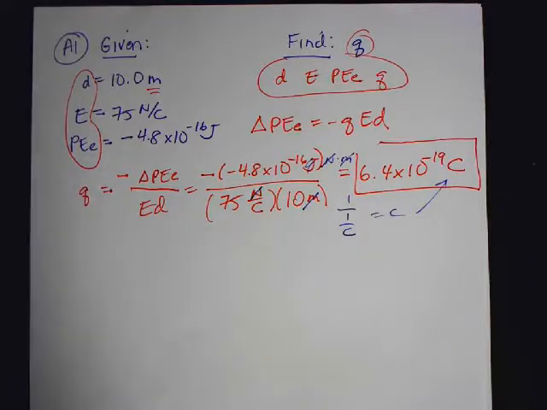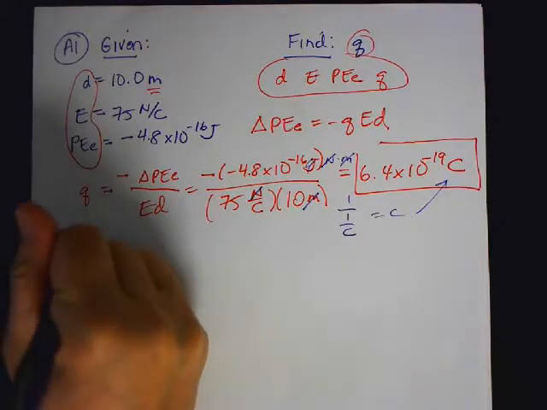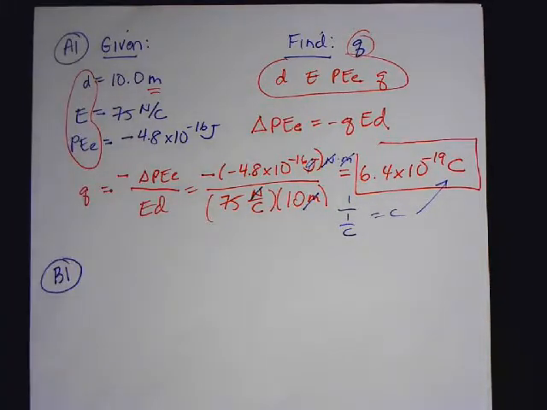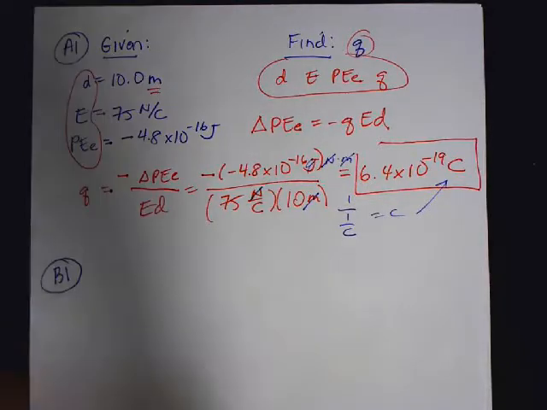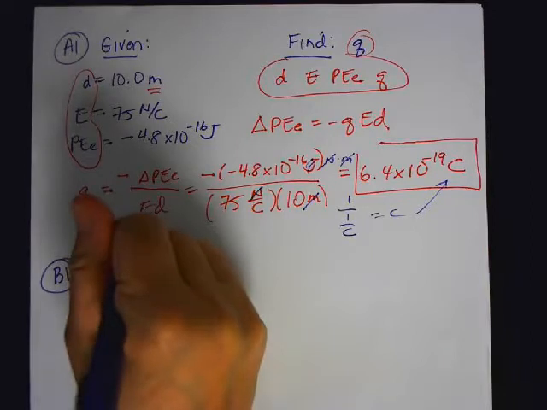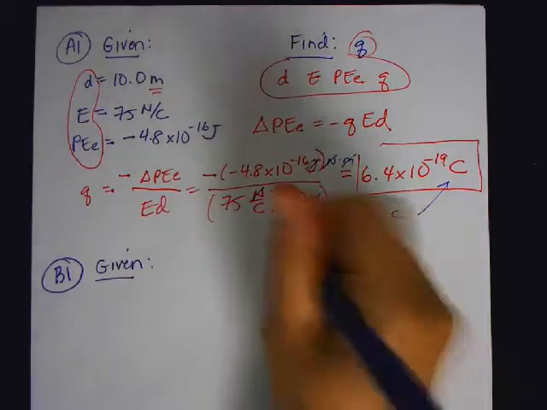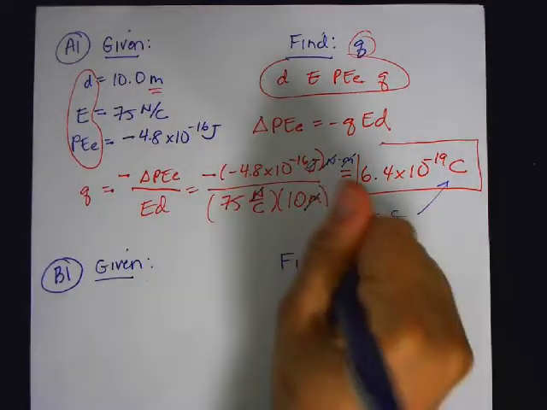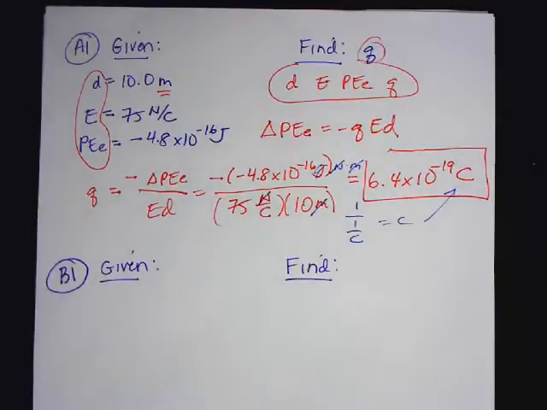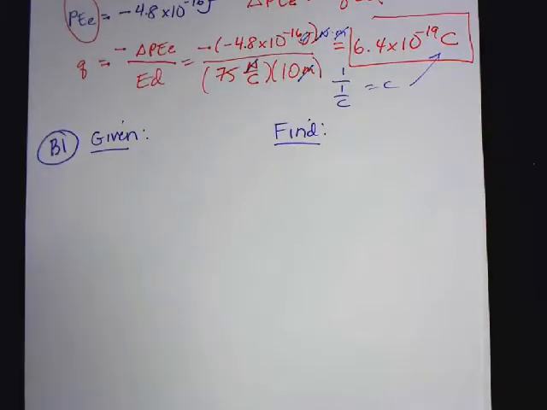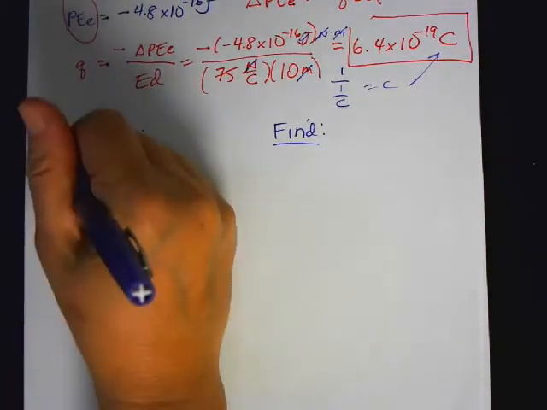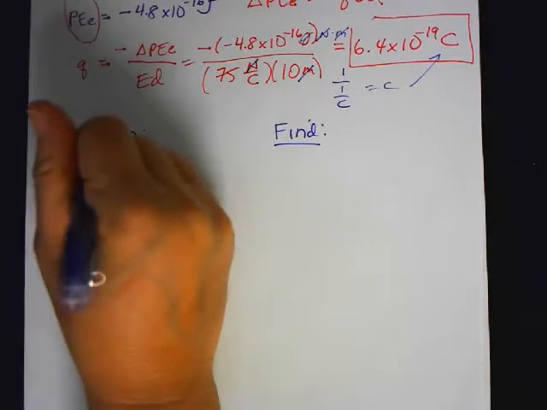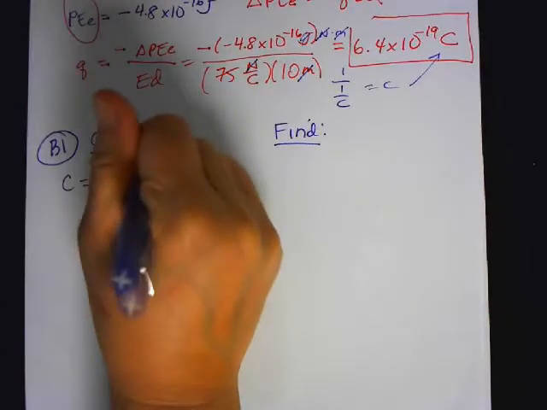All right, now we're going to look at B1. Okay, B1, it says a 4 microfarad capacitor. So again, I want to write my given. I want to write my find. So that's capacitance is 4 microfarads.